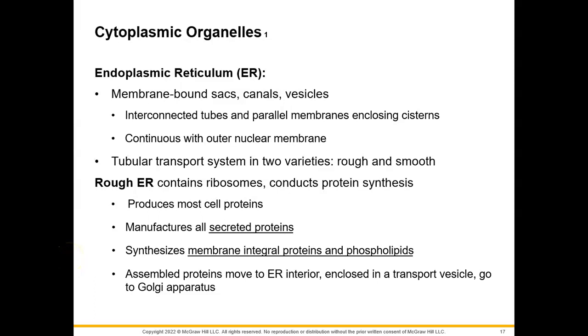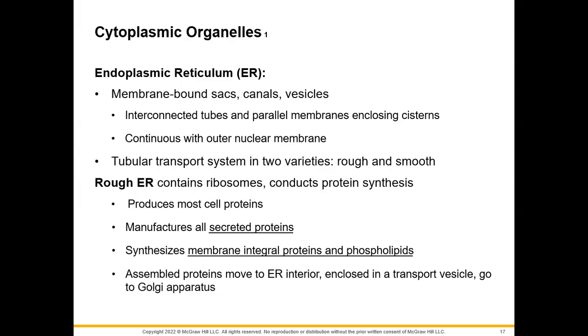Endoplasmic reticulum are membrane-bound sacs, canals, and vesicles. They're interconnected tubes and parallel membranes that enclose fluid-filled spaces known as cisterns. They are continuous with the outer nuclear membrane. There's a tubular transport system that links them together, and there's two varieties, rough and smooth.